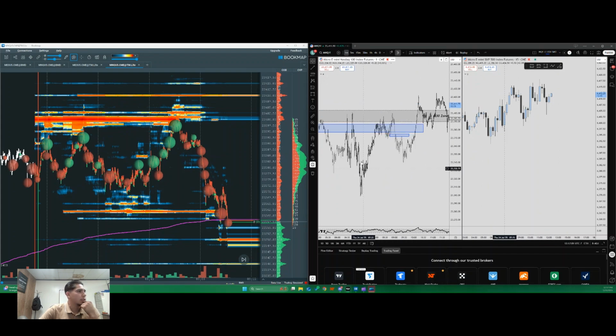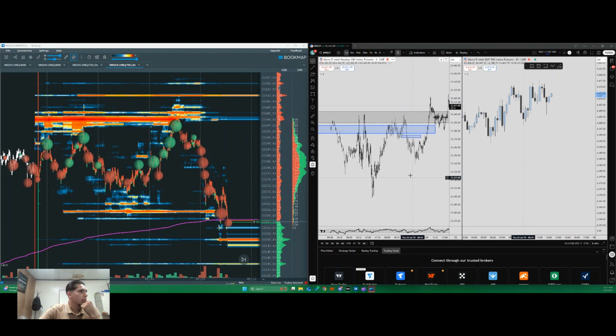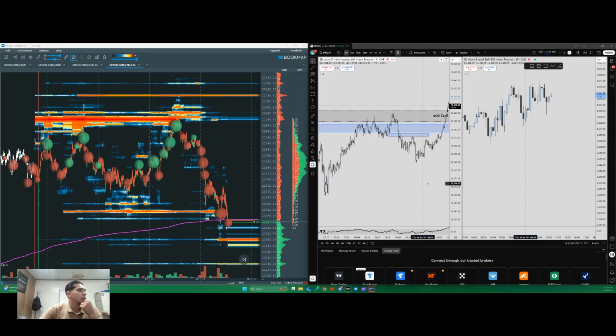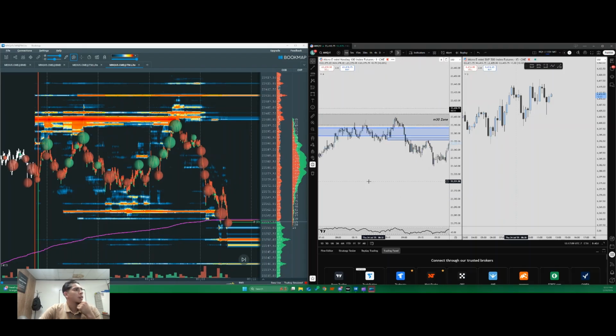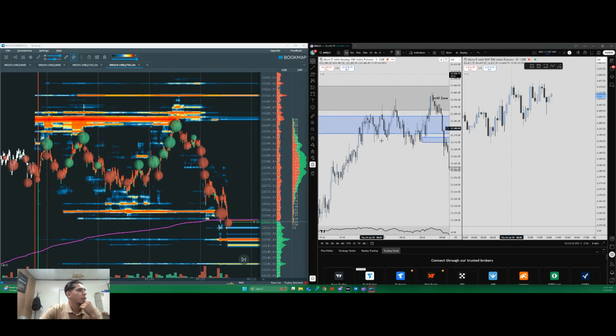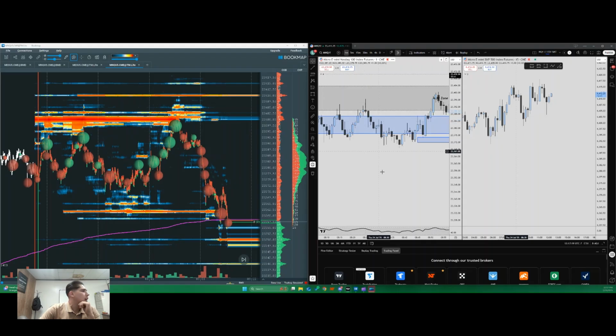Anyways, that brought me to the 1 minute, and I noticed on the 1 minute that we had rejected this 30-minute zone a couple times already. So I waited for my entry. I hopped in the market right when we were about here, and I waited for my entry. My entry was up here, and I recognized on Bookmap this is that same move.